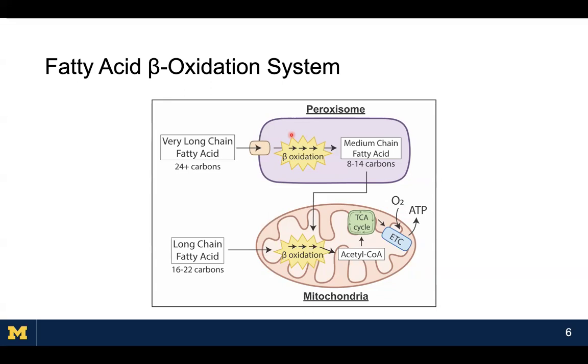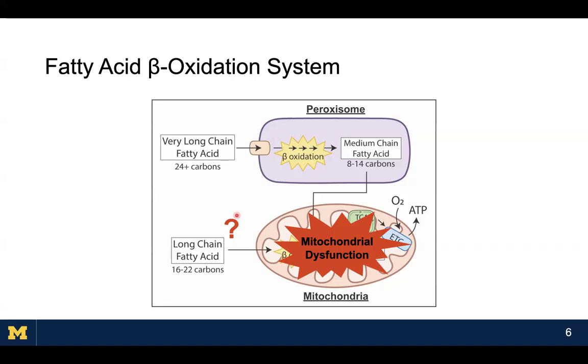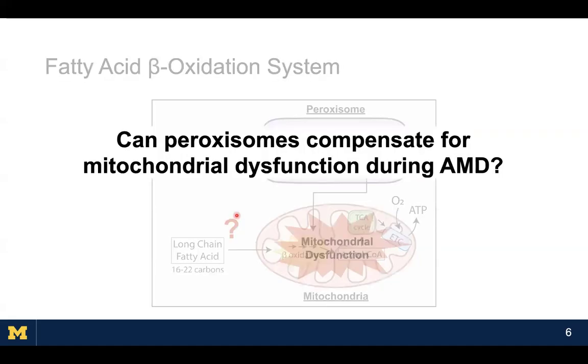However, during AMD, mitochondria are severely dysfunctional, and whether that affects beta oxidation specifically or not, the mitochondria certainly are not as efficient at breaking down their substrates. So what happens to the long-chain fatty acid substrates specifically that are coming especially from those lipoprotein particles? Which leads me to the big question in my project, which is, can peroxisomes compensate for the mitochondrial dysfunction that's occurring in AMD in the RPE?